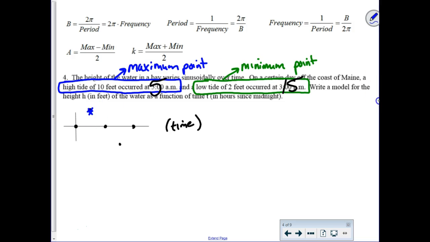What time did it occur? 5 a.m. Yes, 5 a.m. And did you notice there's a clue right here where it says T is measured in the hours since midnight? That's what allows me to use Army time, because they said that. But if for some reason they don't say that, let's just always agree to use Army time. How high up was this? It was the depth of 10 feet. Very good.